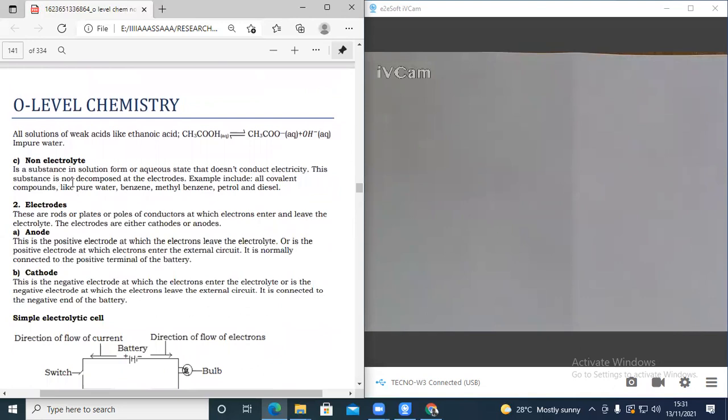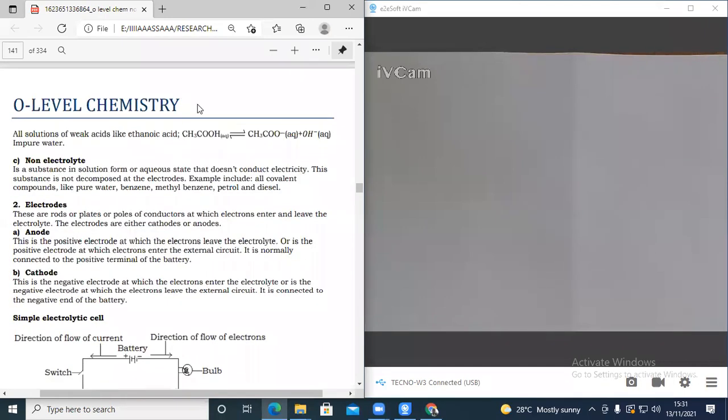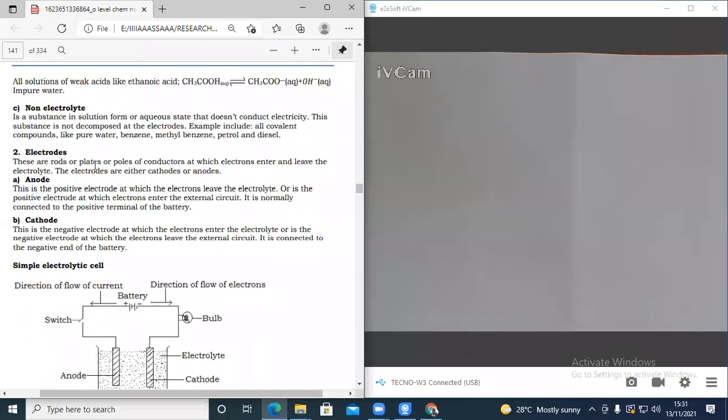You just say one is a non-electrolyte because it does not ionize. Actually, it is a substance in solution form that does not conduct. So these ones do not conduct, but the other ones conduct because they are either weak or strong electrolytes. They ionize partially or fully in water. So electrodes are the rods or plates or poles of a conductor at which electrons enter or leave the electrolyte.